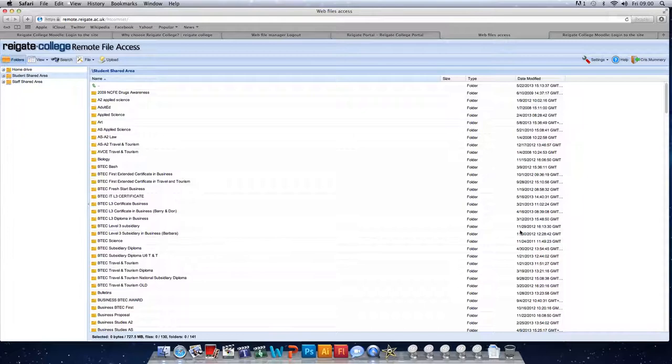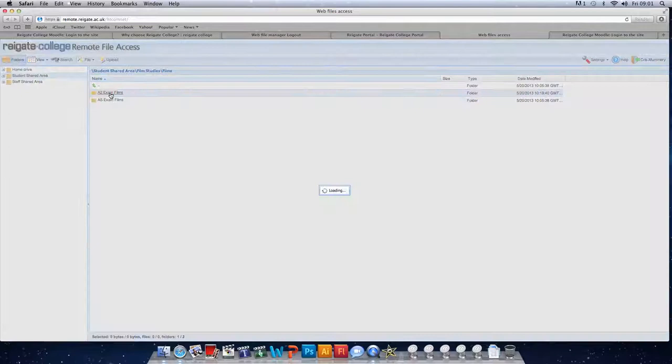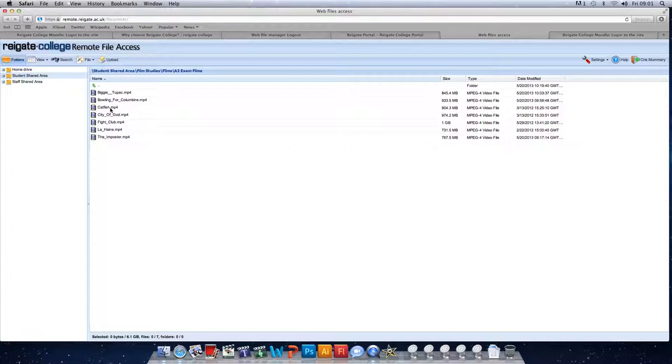And if you scroll down to film studies, you will see films on there. And A2 exam films are all listed. So the ones we've obviously focused on are Catfish, The Imposter, for documentary. You've got City of God and La Haine for World Cinema and Fight Club. So you can download those.